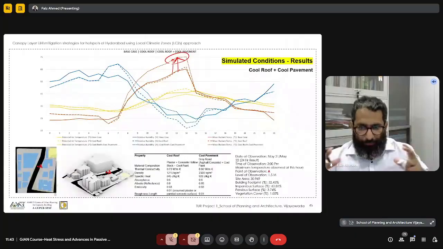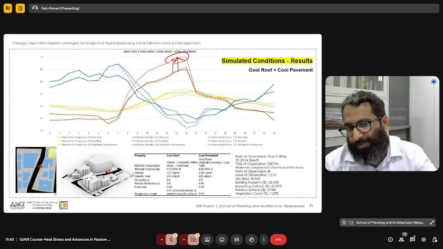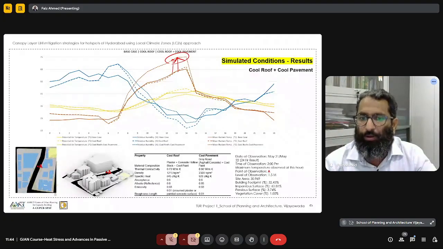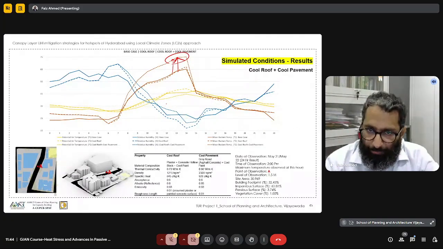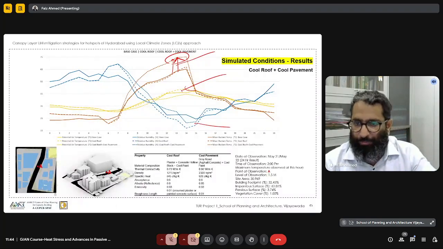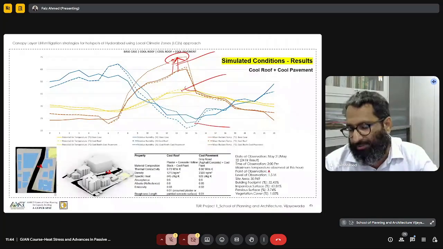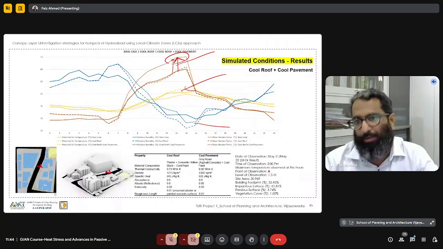So this has to be, we have to see the impact in a clean manner, and then we can say whether the strategy may work or may not work. If you go only by temperature, or only by MRT, or only by other parameters, we may end up suggesting something which is good in one aspect, but it may not be good in other aspects.